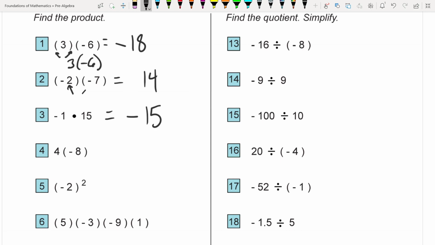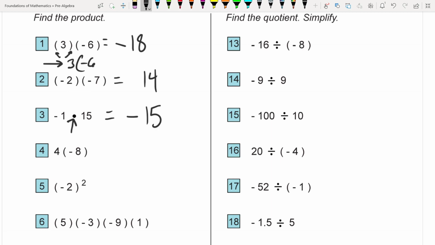And these parentheses, I could do the same thing here, negative 2 times negative 7. But you'll notice if I drop the parentheses in both problems 1 and 2, now the problem becomes a subtraction problem. Number 1 becomes 3 minus 6, and number 2 becomes negative 2 minus 7. If there's no parentheses written, we have to have this multiplication symbol that number 3 has. It must be there if no parentheses are written.